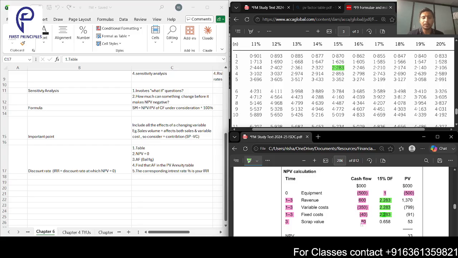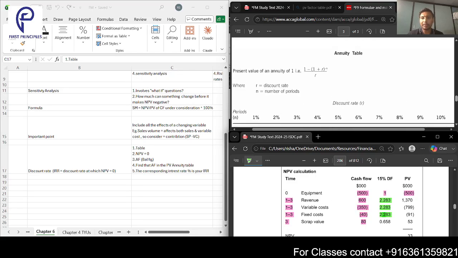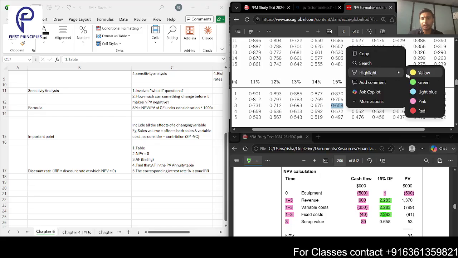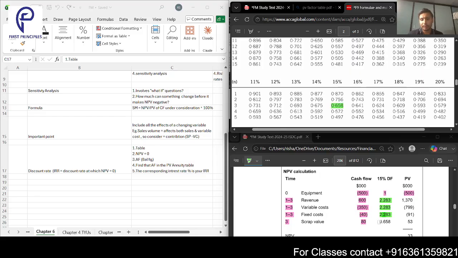Scrap value again, it's only in 1 year, so we cannot use the annuity factor. Annuity factor is only for multiple cash flows which are even in nature, meaning same cash flows. So here we'll again use the discount rate. So 15% for the third year. We'll go to the present value table. This was the annuity table. So we go 15% for the third year. You'll see 0.658, and that's exactly what we've used here.